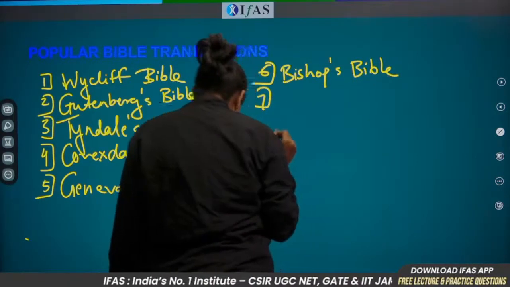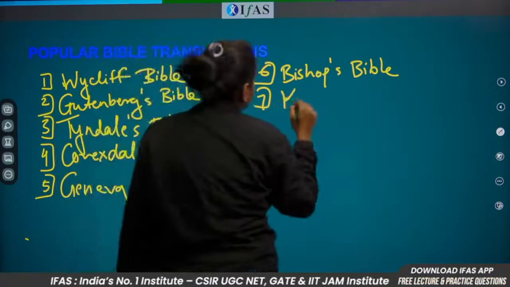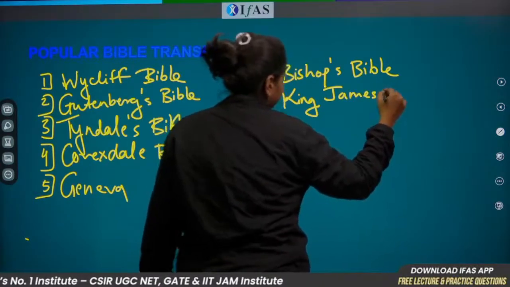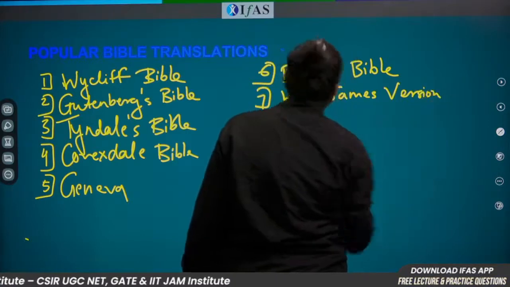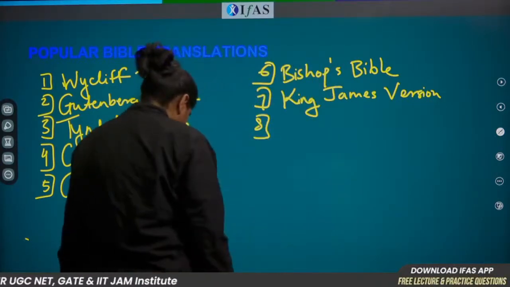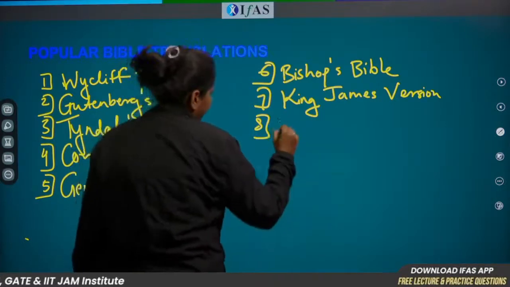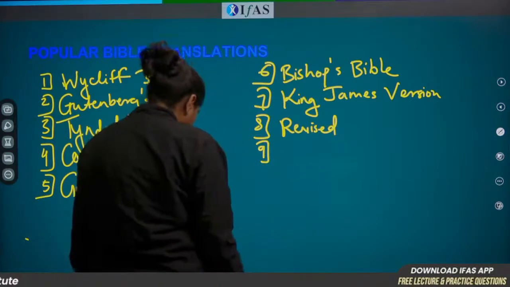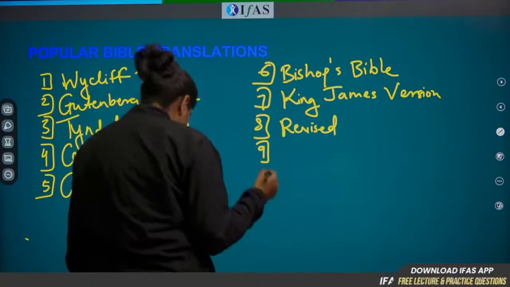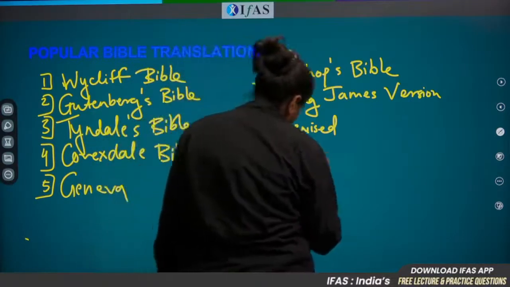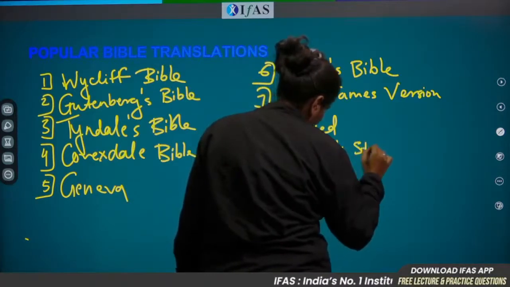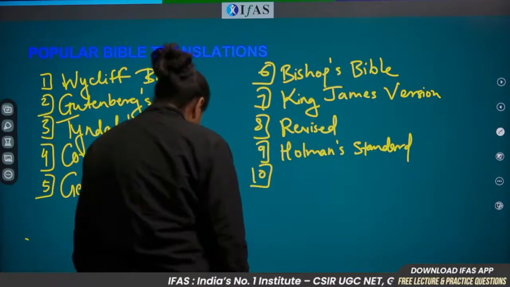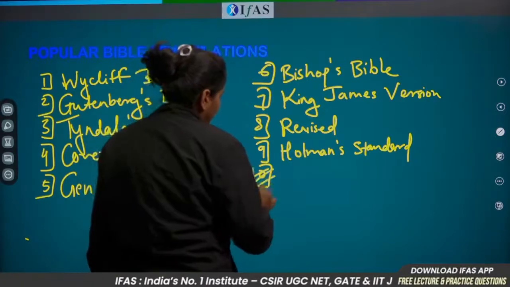Then we also have the King James Version of the Bible. Another important Bible is the Revised Bible, the Revised Version, that you can find. Plus, you can also find Holman's Bible, Holman's Standard Bible. Okay. And the last one is, these are the only Bibles that are famous.